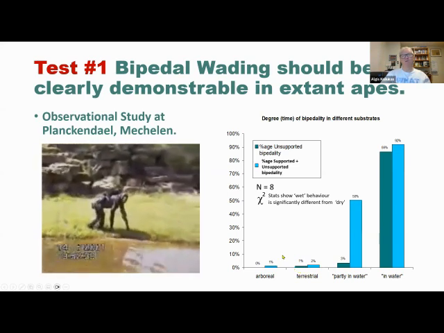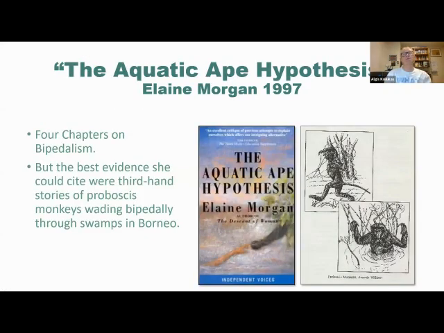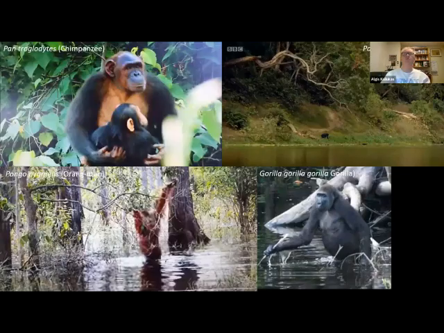It's quite marked. Now, I have to remind everyone that at this time, there was very little anecdotal or otherwise data about apes moving bipedally. Elaine Morgan, in her lovely book from '97, The Aquatic Ape Hypothesis, could only point to the proboscis monkey and third-hand accounts that they moved bipedally in the swamps of Borneo. So I was really excited to do this study, which seemed to indicate that it was true also of chimpanzees, or at least bonobos. But of course, since this time, there's been a plethora of video evidence and documentaries done which show this beautifully.